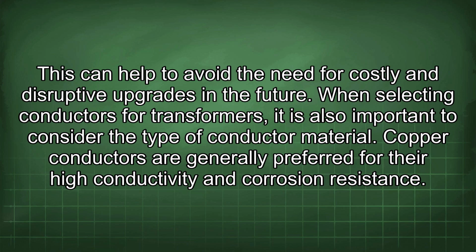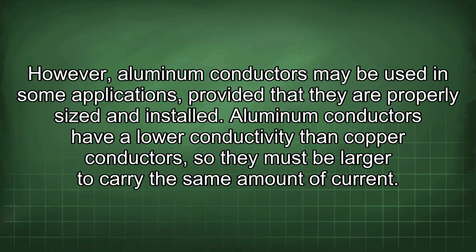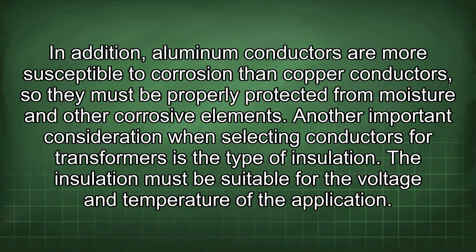When selecting conductors for transformers, it is also important to consider the type of conductor material. Copper conductors are generally preferred for their high conductivity and corrosion resistance. However, aluminum conductors may be used in some applications provided that they are properly sized and installed. Aluminum conductors have a lower conductivity than copper conductors, so they must be larger to carry the same amount of current. In addition, aluminum conductors are more susceptible to corrosion than copper conductors, so they must be properly protected from moisture and other corrosive elements.